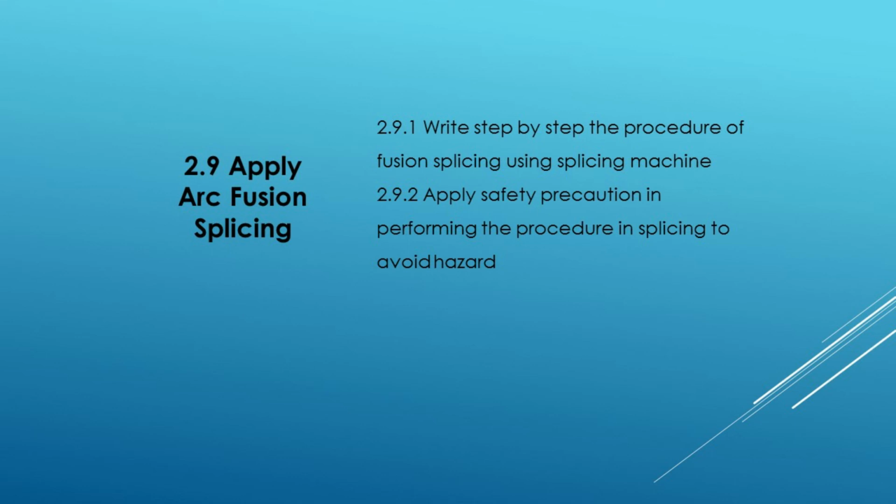Apply arc fusion splicing. 2.9.1 Write step-by-step the procedure of fusion splicing using splicing machine. 2.9.2 Apply safety precaution in performing the procedure in splicing to avoid hazard.